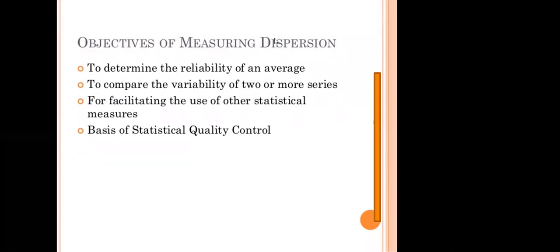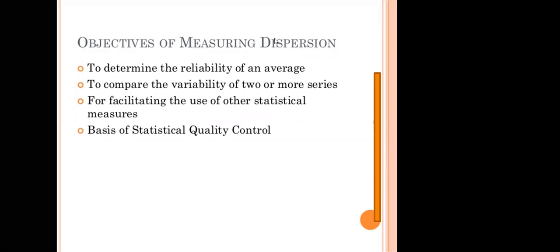The third objective is to facilitate the use of other statistical measures. Measures of dispersion serve as the basis of other statistical measures such as correlation, regression, and tests of hypotheses with type one and type two errors. These measures are based on a measure of variation of one kind or another.